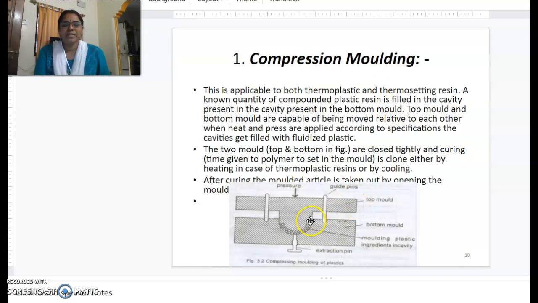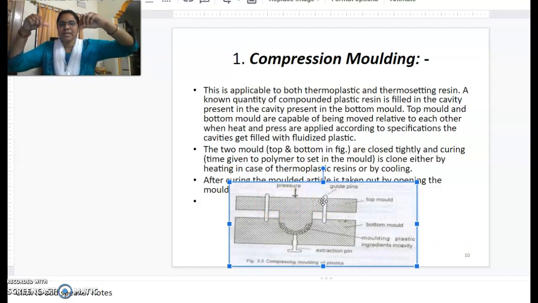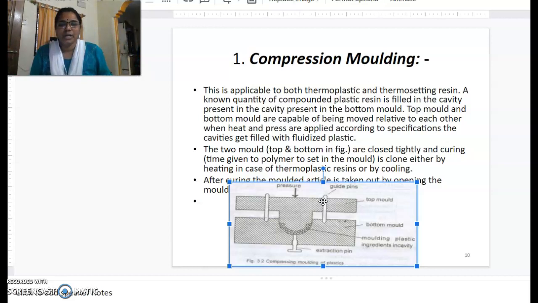First of all, look at this diagram. This is the top mold, this is the bottom mold. In order to give adjustment between the top mold and bottom mold, there is one guide pin on the left side and one more guide pin on the right side. With these guide pins you can adjust the screws to tighten or widen, right? From the top you can apply the pressure.